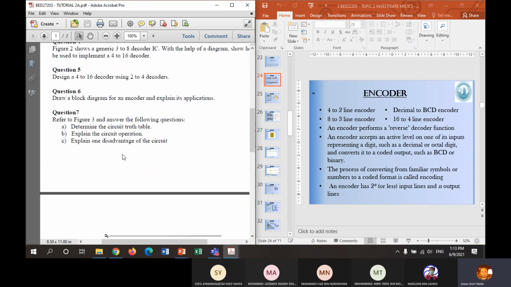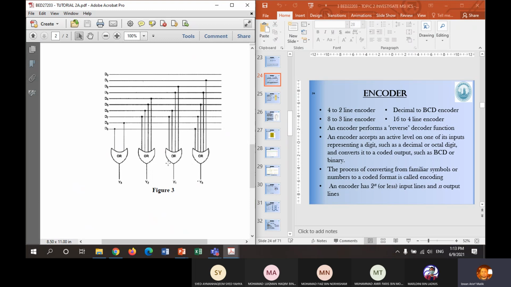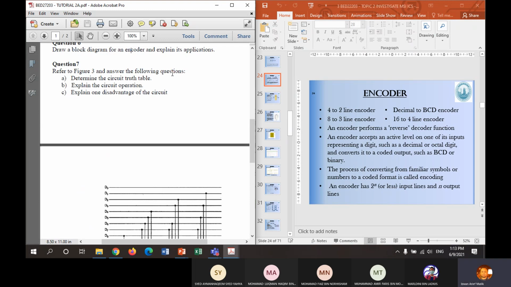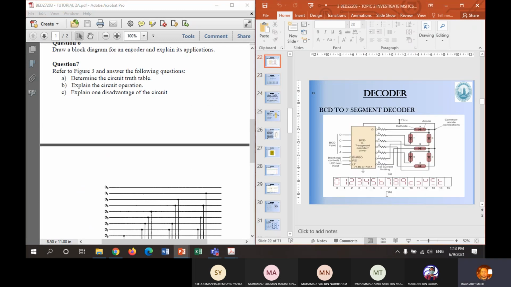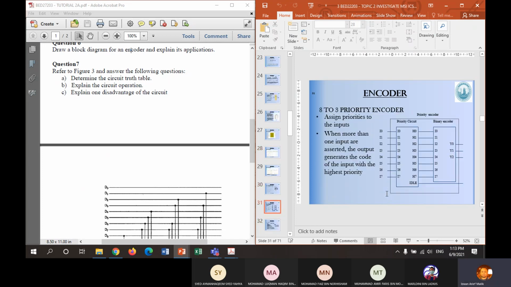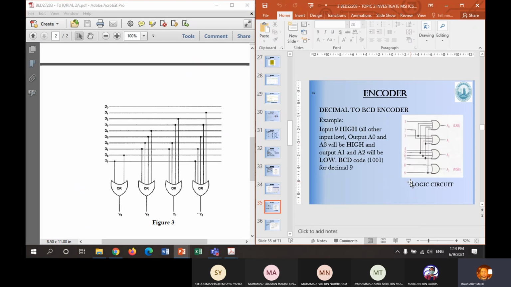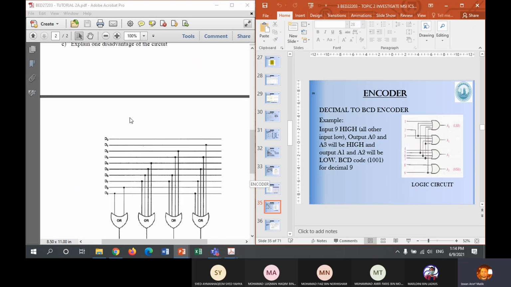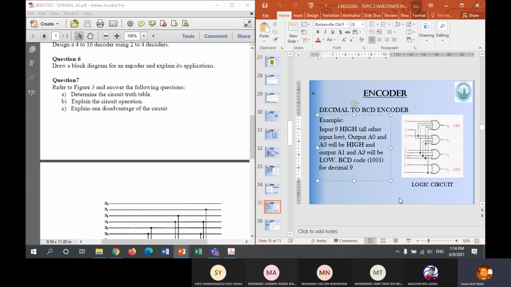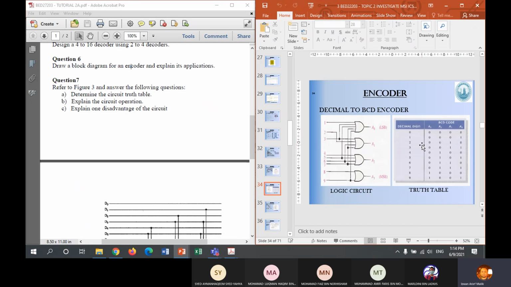And then question 7, refer to figure 3. Okay, this one. And answer the following question. Determine the circuit truth table. So, itu apa? Is this one, isn't it? Decimal to BCD encoder. 1, 2, 3, 4, 1, 2, 3, 4, 5. Yes. So determine the circuit truth table. So ambil decimal to BCD encoder ni. This is the truth table. Lukis je truth table ni.